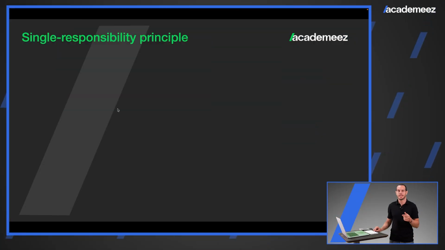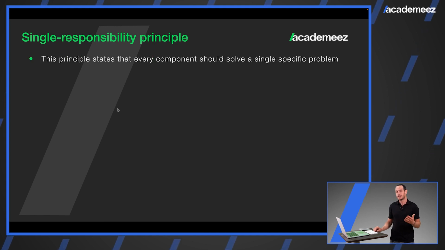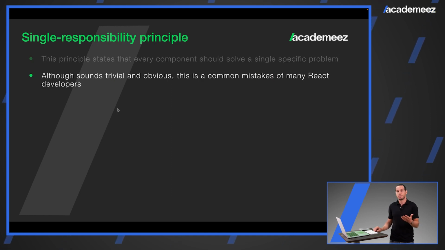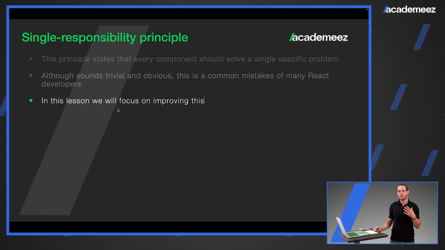Now that we know what S.O.L.I.D is, let's focus on the single responsibility principle, the S in S.O.L.I.D, and how it affects our React components, because this principle really helps you organize your React components in a better way. The principle states that every component should solve a single specific problem, a single task. And although it sounds trivial, when I check PRs, this is a very common mistake that many React developers make. And I think the most important thing to focus on is how to spot when I make this mistake. There are certain tips that we'll give you in this lesson so that you will know when you're breaking this principle. It's very common for React developers to make this mistake and break this principle.